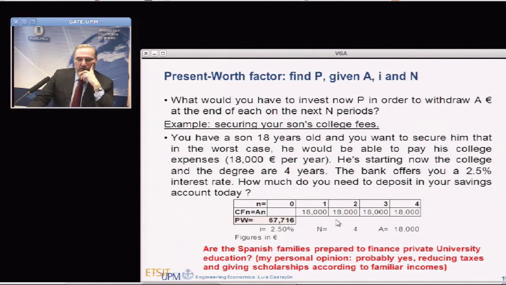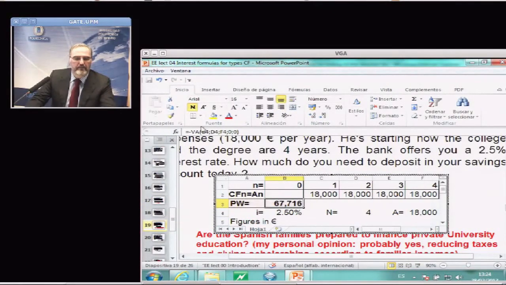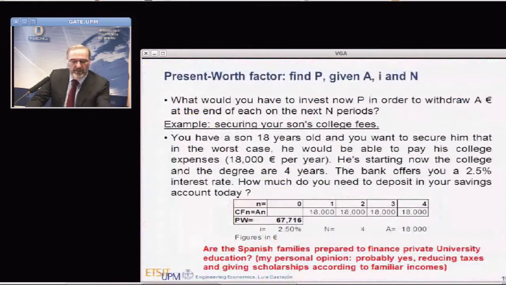So you have the cash flow for the next 4 years. You want to ensure that your son will have 18,000 euros every year. So how much do you have to save today in order to satisfy these future needs at the interest rate and the number of periods? So this amount you have to deposit today is 67,716 euros. This formula is the present value PV of the interest rate, of the number of periods, of the periodic payment, in that case 18,000, the future value, which as in the previous case is 0, and then the type. So is there any question?